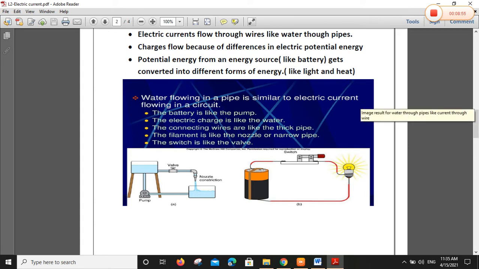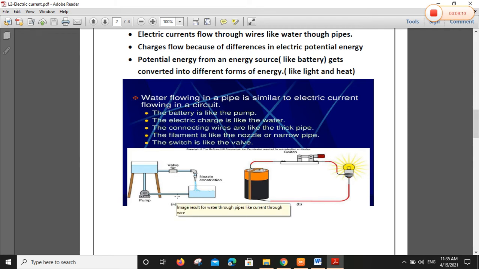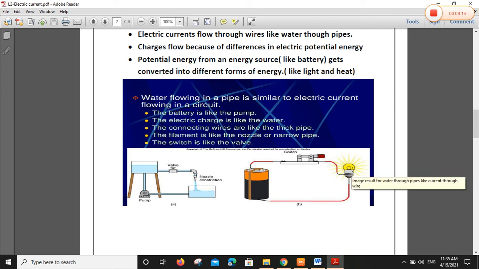Okay, look at the comparison. Water flowing in a pipe is similar to electric current flowing in a circuit. The battery is like the pump. The electric charge is like the water. Look at the connecting wire, exactly like these pipes. The filament that indicates whether current flows or not is exactly like the nozzle of the pipe, and also the switch that controls the flow of current is like the valve that controls the flow of water.